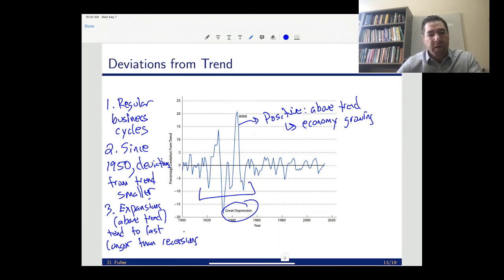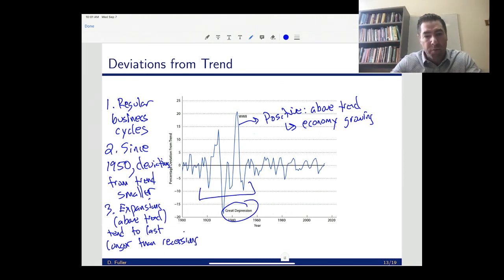Okay, so that's a very brief overview to give you a sense of what we're looking at when we look at business cycles. A few basic facts, and we can see on the graph here what's going on. Nothing really to worry too much about, but just getting some terminology out of the way.